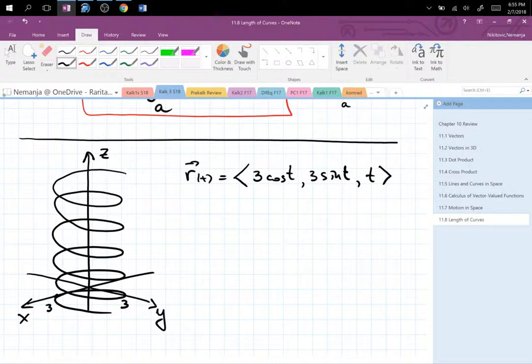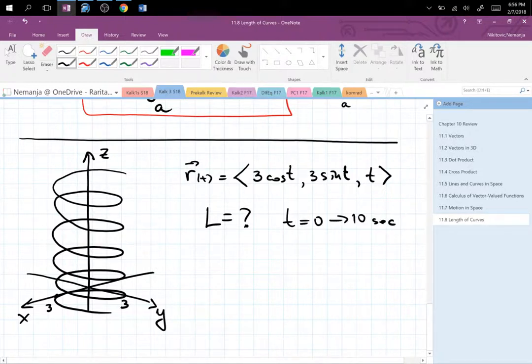And at this point, I can just ask you what is the length of the curve if I'm going to let the ant climb up this spiral, the spring, for, let's say, 10 seconds. So what is the length of the curve? How far would the ant go if I let the ant travel 0 to 10 seconds up the curve?